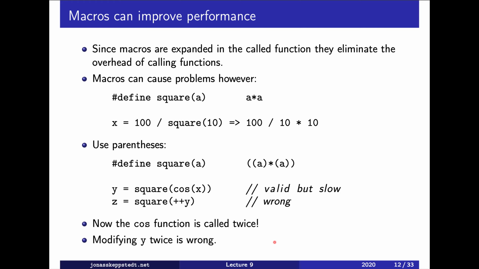Macros have traditionally been used to improve performance by avoiding overhead when we do function calls. But that is a really bad reason for using them, because compilers are usually much better than programmers at deciding what to inline, that means copy and paste, which behaves exactly as macros.